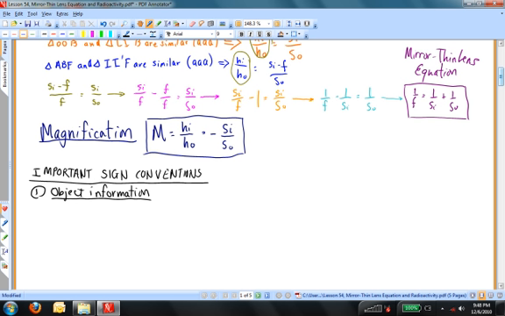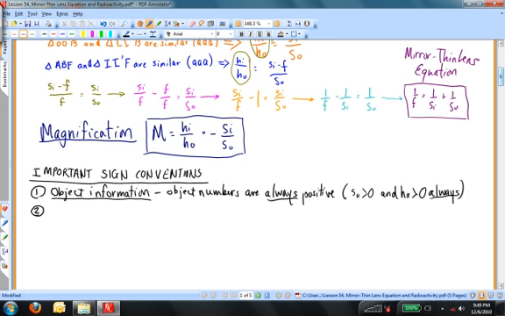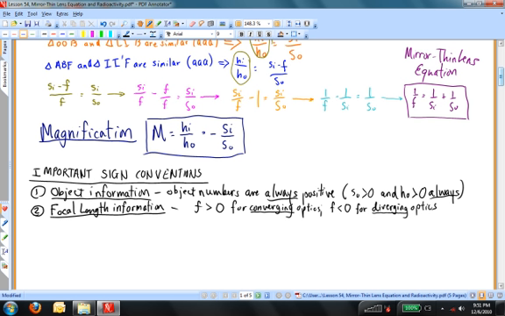So the object distance, SO, and the object height, HO, are always greater than 0. They're always positive numbers. The second sign convention deals with the focal length of the lens or mirror that you're dealing with. The focal length is a positive number for converging optics, and the focal length is a negative number for diverging optics. Now here's a caveat about the focal length information.